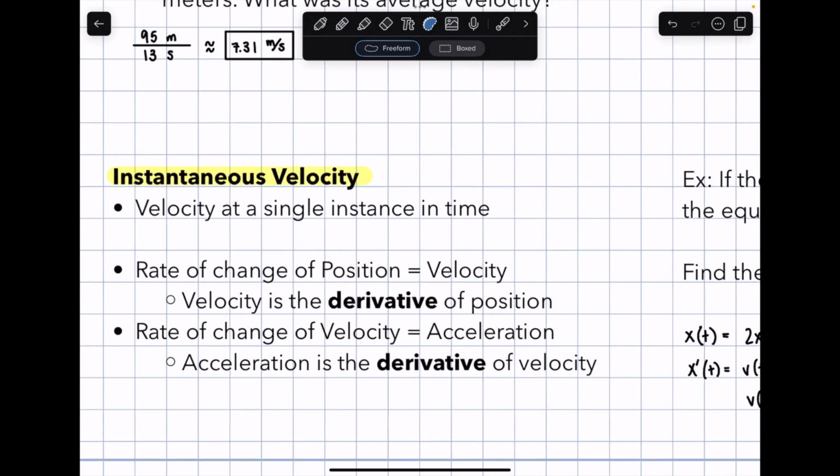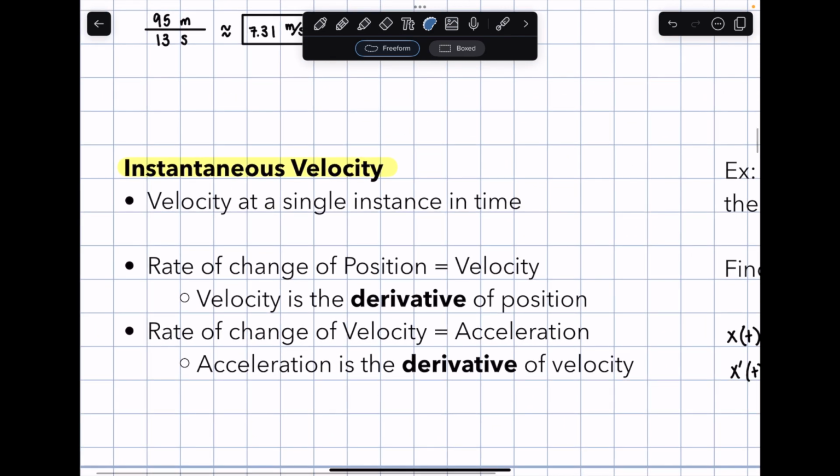Because the rate of change of position is velocity, velocity is the derivative of position. Now, if you're confused about what this means, I'd suggest you look at our AP Calculus AB reviews where we talk exactly about what rate of change and what derivative are. But for now, let's just keep this in mind. And the same thing works for velocity and acceleration. Because the rate of change of velocity is equal to acceleration, acceleration is the derivative of velocity. So keeping these in mind, we can now calculate instantaneous velocity.